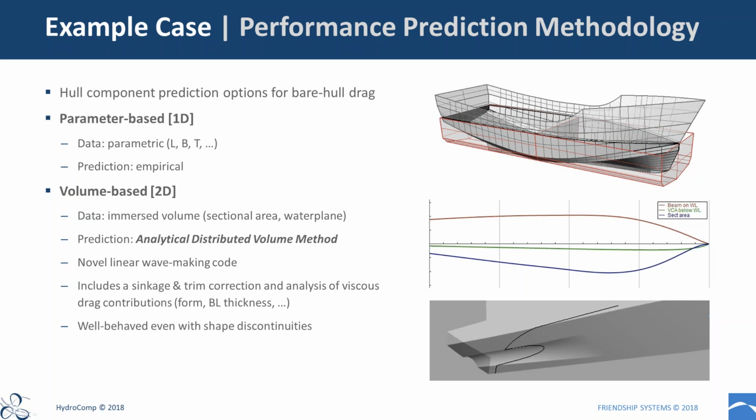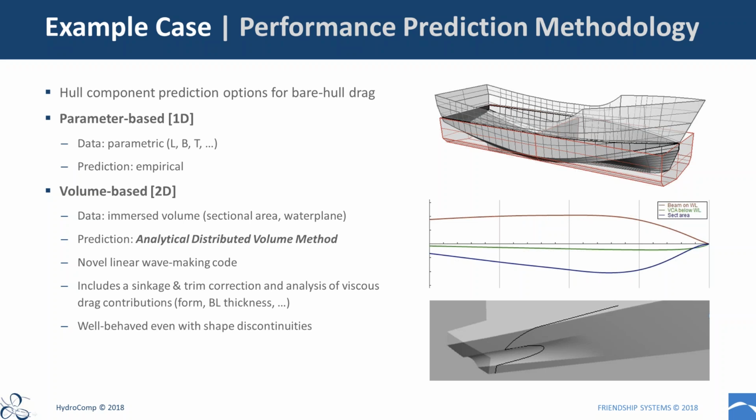Really, we're looking at the hull in the water, the immersed volume. And because in CAESES we have the ability to refine geometry with longitudinal distributions, unlike higher order solvers where they're looking at the surface envelope, what we're doing is looking at the longitudinal distribution of the immersed volume. And inside of NavCad, we call that our analytical distributed volume method, which is a novel linear wave making code that has appropriate corrections for a variety of viscous drag contributions of form, boundary layer thickness, etc.